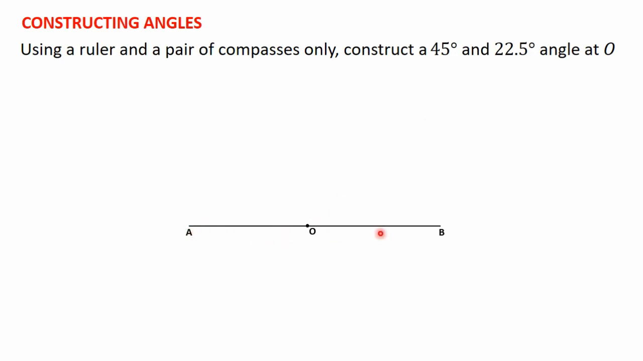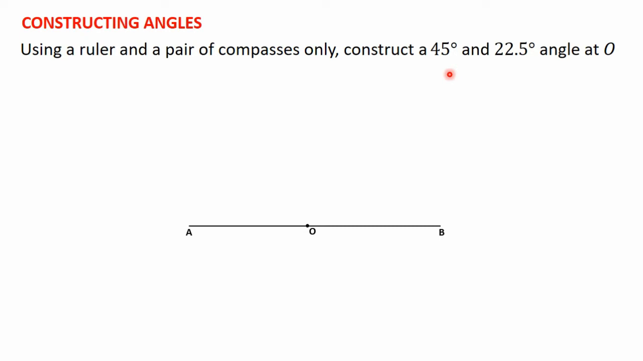We have the line AB here, and this is point O, which falls on the line AB. We are going to construct a 45 degrees angle and a 22.5 degrees angle at point O. We will first start with the 45 degrees angle. So let's learn how to do that.